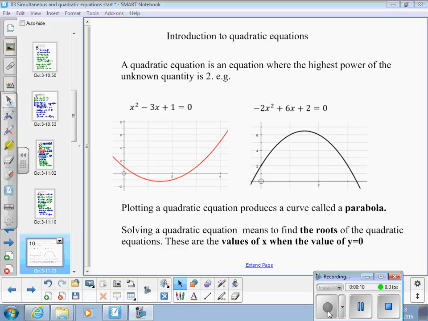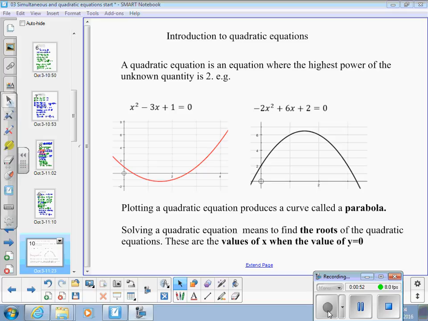A quadratic equation is an equation where the highest power of an unknown quantity is 2. So if we're talking about x, we've got at least an x squared term in it. We also could have an x term, and we could have a constant. If there's an x to the power 3 or x to the power 4 term, it isn't a quadratic anymore. It'd be a cubic or a quartic, whatever you call to the power 4.